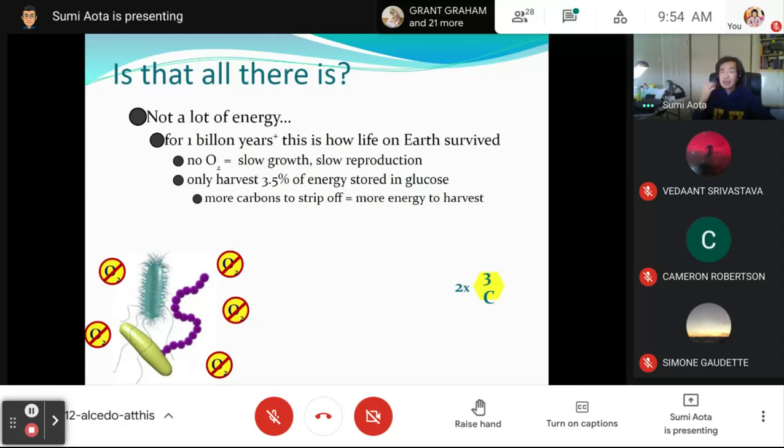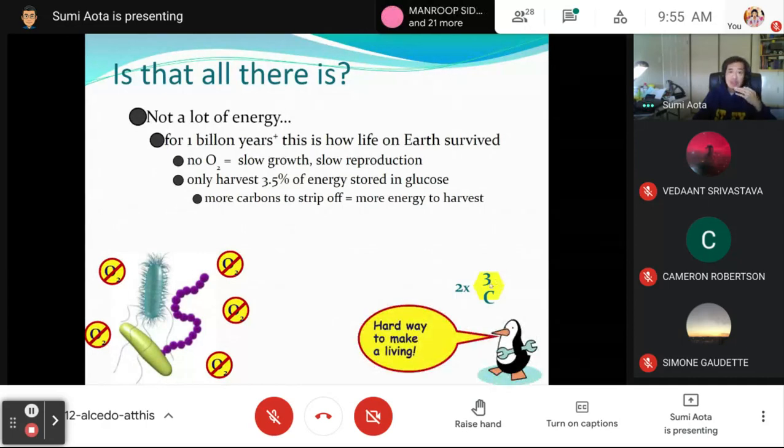Okay, so if we could strip off more carbons, then we can get more energy out. Where's that energy sitting? Those carbons are sitting in the pyruvate molecule. So yes, for these organisms, it was a very hard way to make a living.